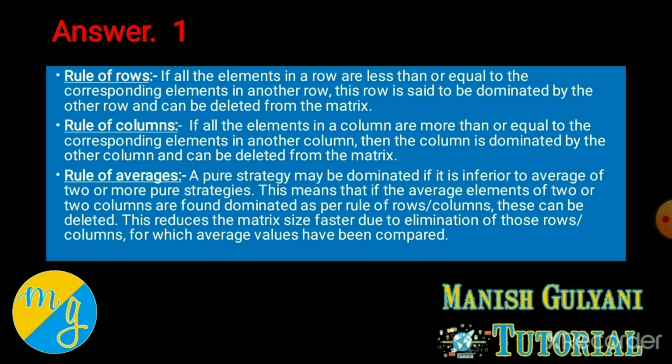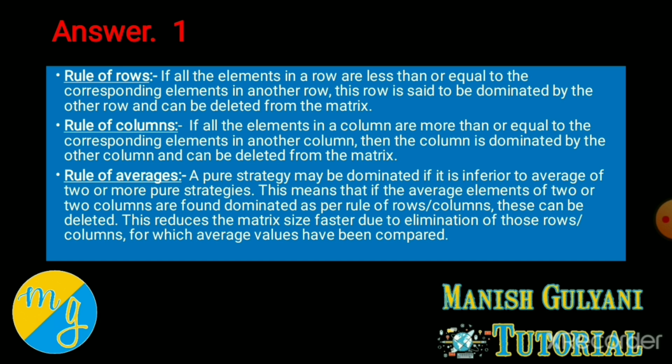Now what is row basis rule? If all the elements in a row are less than or equal to the corresponding elements of another row, then that row will be removed from the matrix. Second rule is column basis. If all the elements in a column are more than, or you can say greater than or equal to the corresponding elements of another column, then that column will be removed from the matrix.